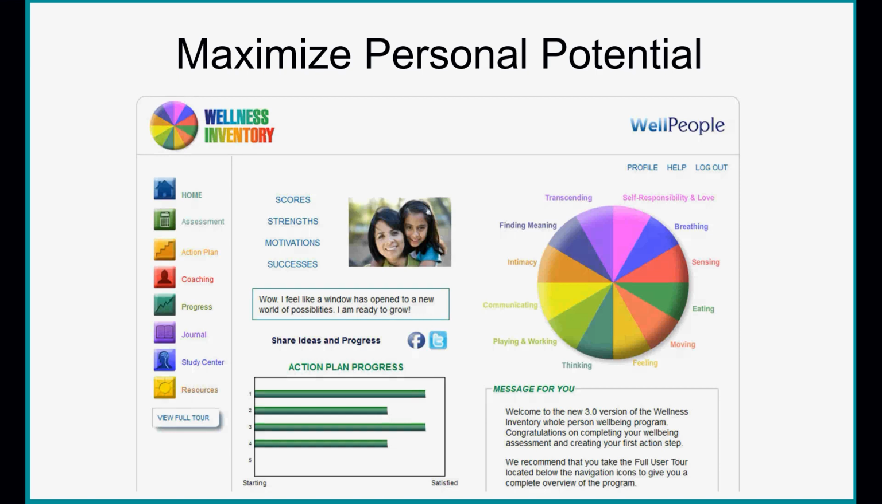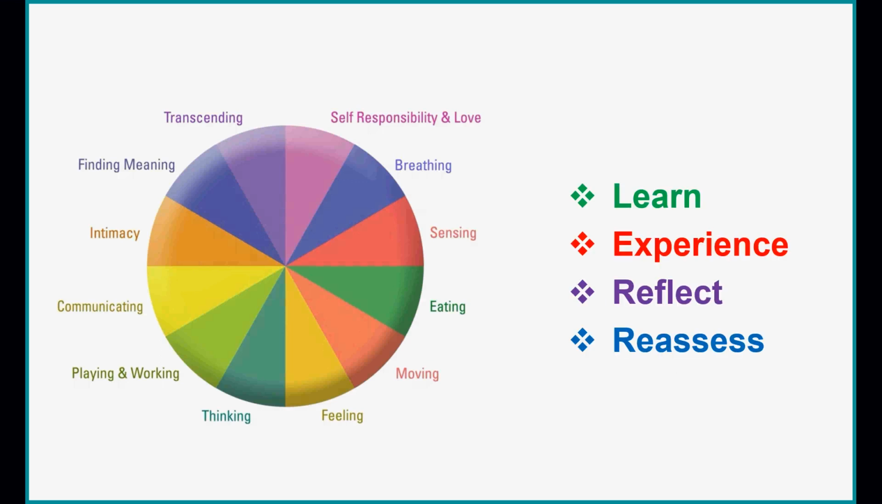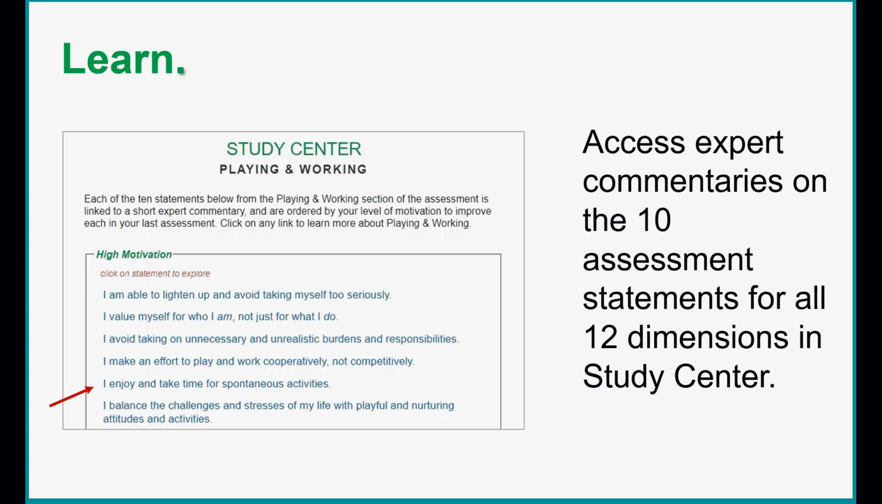So you have the assessment, which is like the awareness raiser. The next part of the program is the action plan, where the rubber meets the road. But there's also an educational experiential aspect to allow you to maximize your potential by exploring the 12 dimensions of wellness in your own life. And we refer to this as learn, experience, reflect, reassess. And this is also used a lot in workshops and particularly in college classes.